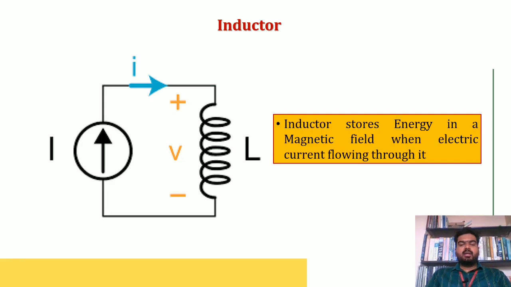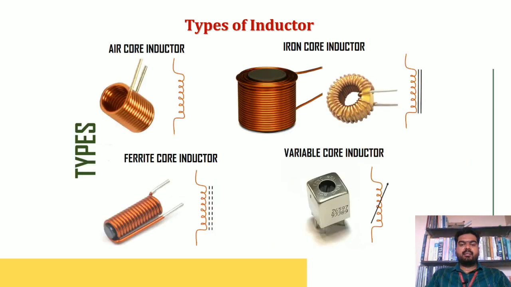So an inductor stores energy in the form of a magnetic field when electric current flows through it. We have already seen the right hand thumb rule, or Ampere's law. When we pass current through a conductor, it produces a magnetic field. The inductor works on this principle. When you pass current through the inductor, it stores the energy in the magnetic field. So this is called an inductor.